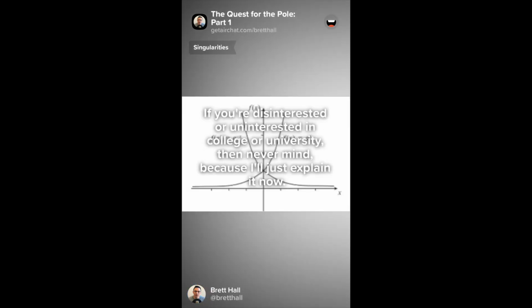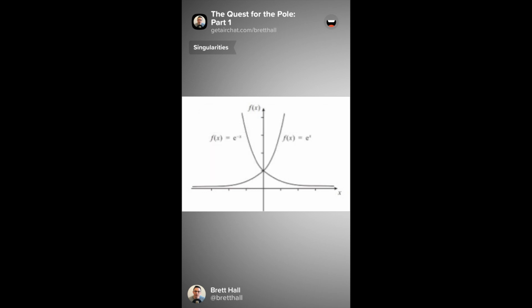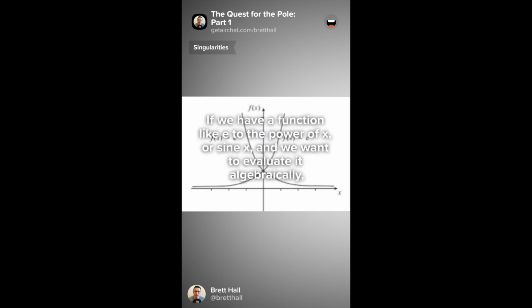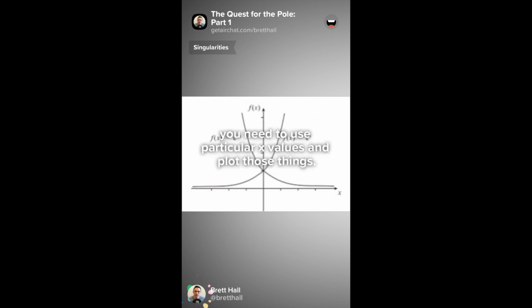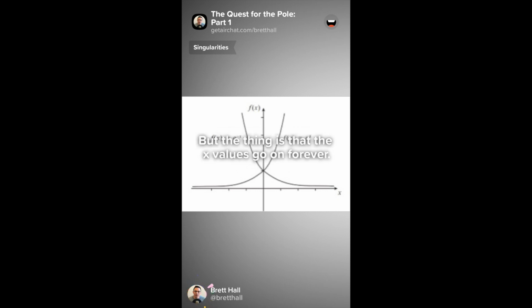If you're disinterested or uninterested in college or university, then never mind, because I'll just explain it now. If we have a function like e to the power of x or sine x, and we want to evaluate it algebraically or draw a graph of it using a computer, let's say, or even just by hand, you need to use particular x values and plot those things. But the thing is that the x values go on forever.